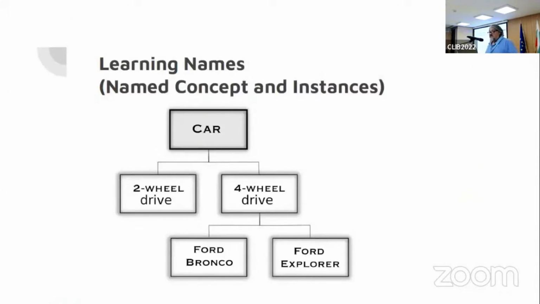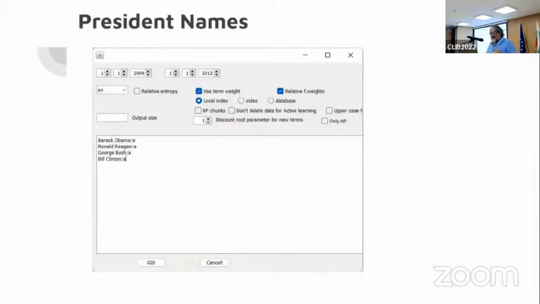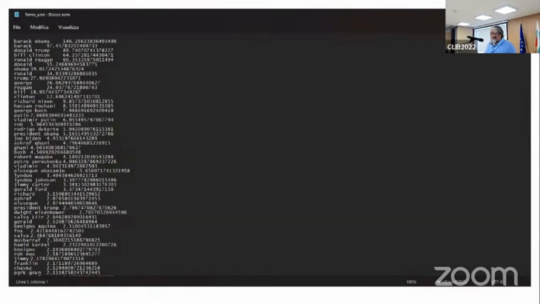So up to now we were learning common nouns, but now I want to show how we can learn names, because names are an important part of ontology learning. They are named concepts and also their instances, like names of people. So I have tried to insert the names of the four last American presidents and use a collection of 100,000 English news articles. And then this is the output.